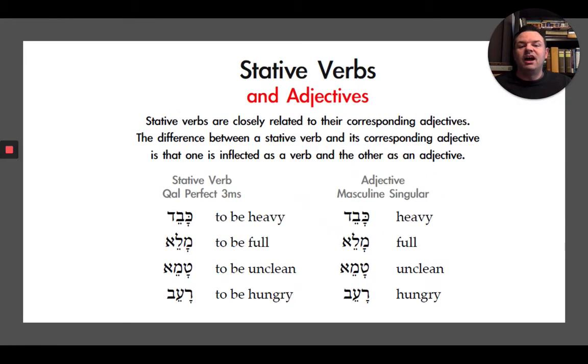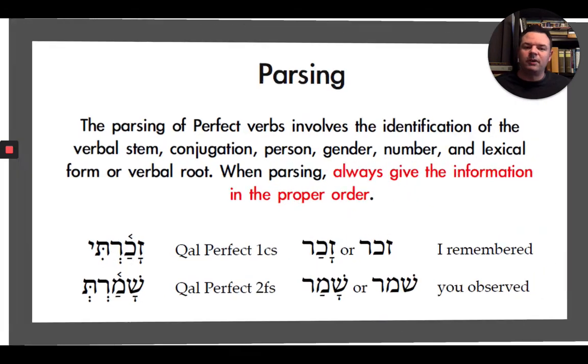Stative verbs are closely related to the corresponding adjectives. The difference between a stative verb and its corresponding adjective is that one is inflected as a verb and the other as an adjective. So you see to be heavy, right? Or the word heavy, kaved, they're spelled the same way. But even though they're spelled the same way, you're going to know them from context. All right, again, don't spend a whole lot of time on those.